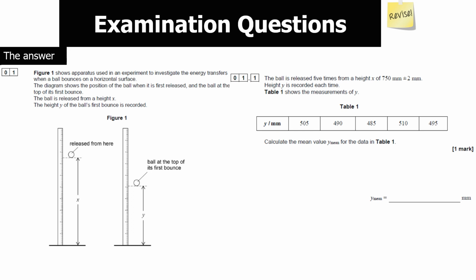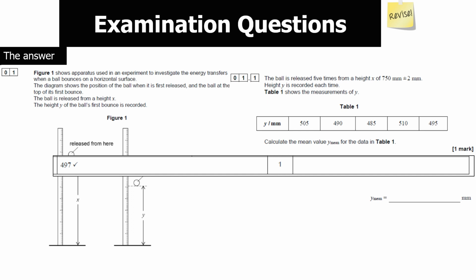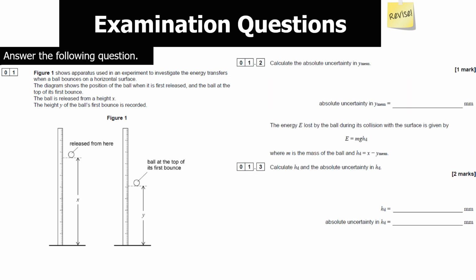Right, it's a very common question to ask you to work out means of repeats given. To work out your mean, you add up all the values and then divide by the number of values you've added up. You would obviously exclude any anomalous results, but there aren't any here, so you work it through to be 497.